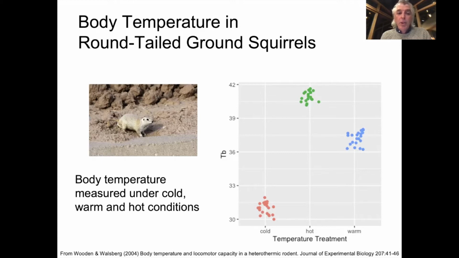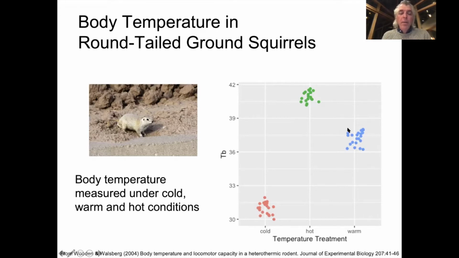The example that we're going to work through in this video is a study that compared the body temperature of round-tailed ground squirrels across 3 different experimental temperature treatments. Some squirrels were held at 10 degrees Celsius, or the cold treatment. Some were held at 35 degrees Celsius, or the warm treatment. And some were held at 45 degrees Celsius, and that was the hot treatment. And the researchers measured the body temperature of the ground squirrels exposed to one of these 3 treatments.